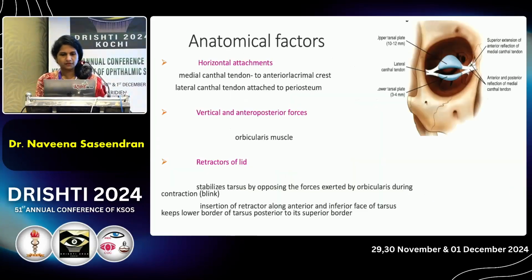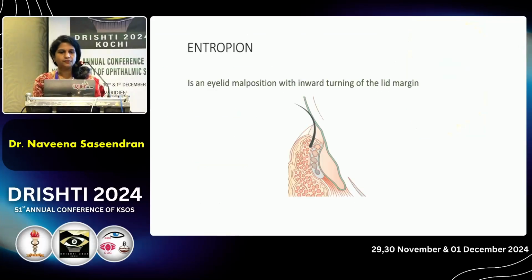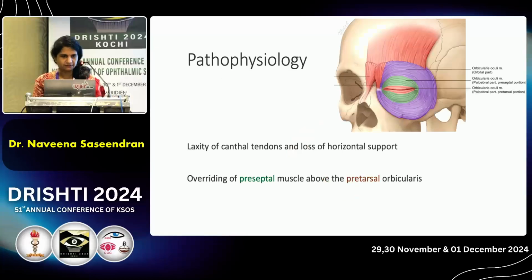First of all, what are the anatomical factors that are keeping our lid straight? They are the horizontal attachments by the medial and lateral canthal tendons, and the vertical and anteroposterior forces exerted by the orbicularis muscle and the retractors of the lid, which will keep the tarsal plate straight. So entropion is inward turning of the lid margin.